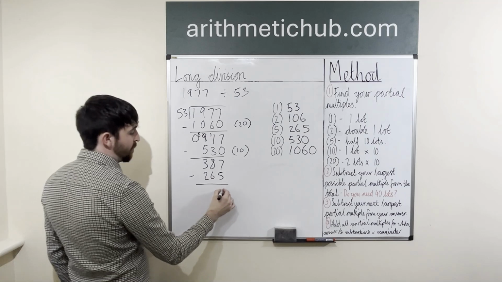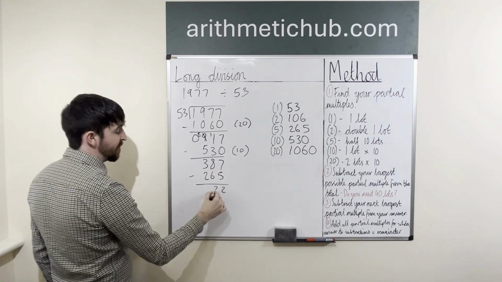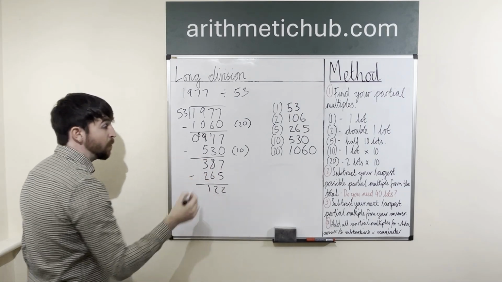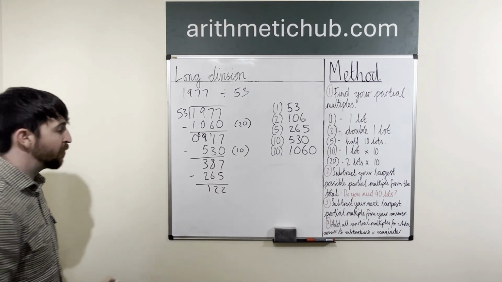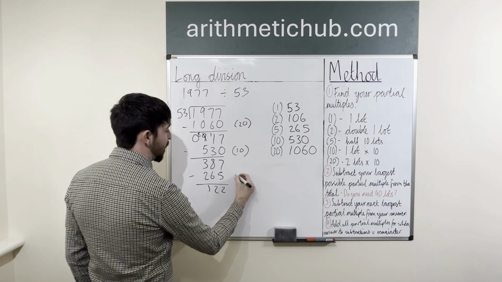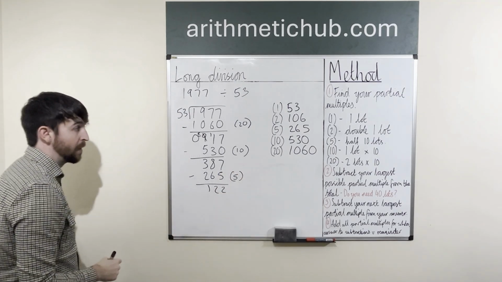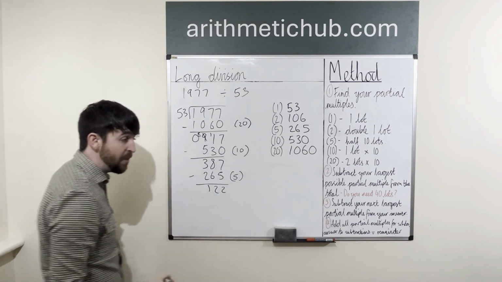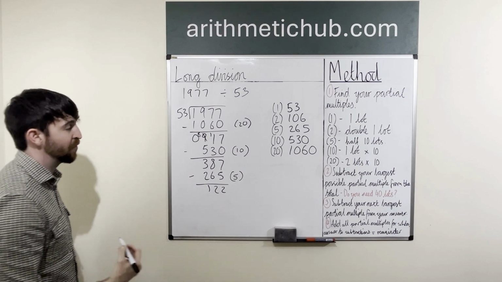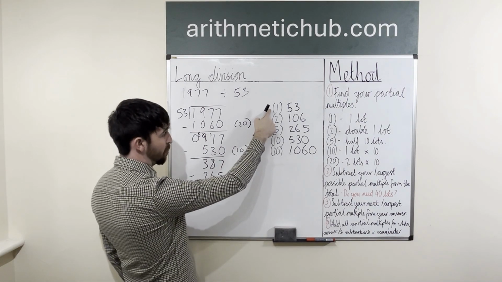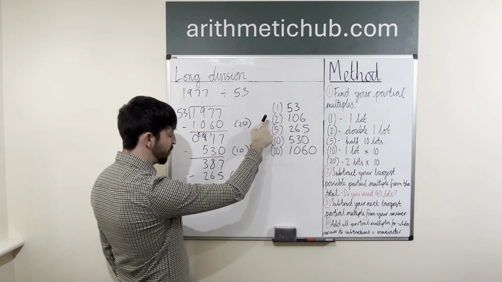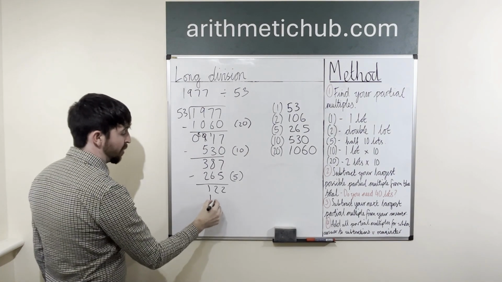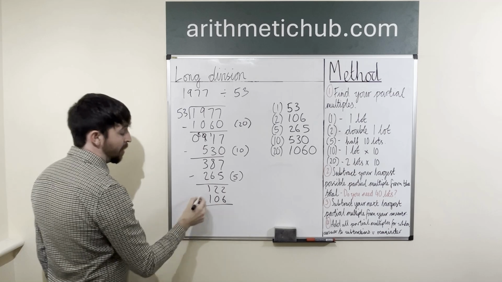7 take away 5 is going to give me 2. 8 take away 6 is going to give me 2. 3 take away 1 is going to give me 2. Now I've got 122. I've taken away another 5 lots here. So 122. Now I need to go back to my method, subtract my next largest partial multiple from my answer. I can subtract 53. I can subtract 106.